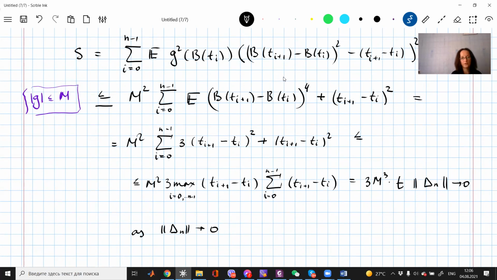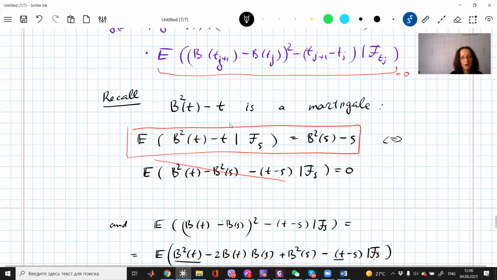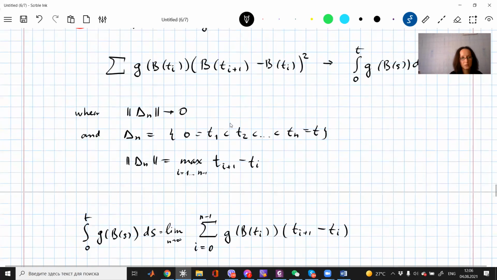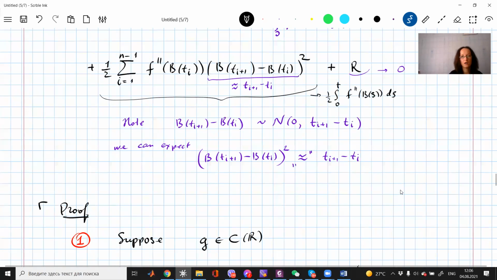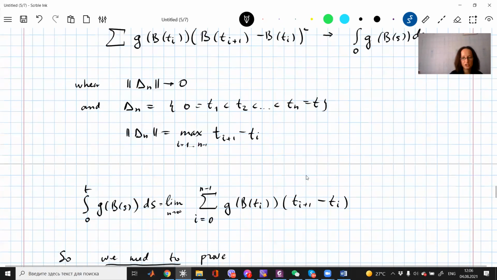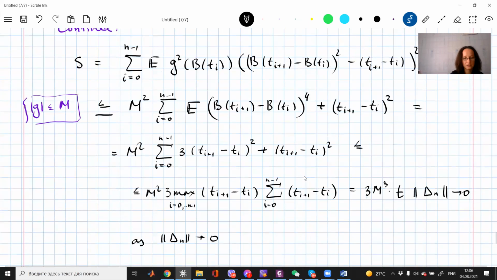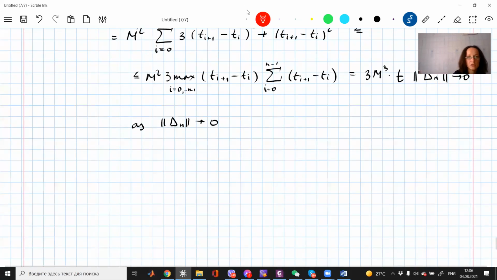So we have proved, let's see what we have proved. We proved that such sums converge to such an integral. So now we can prove the Itô formula. This is not hard now.